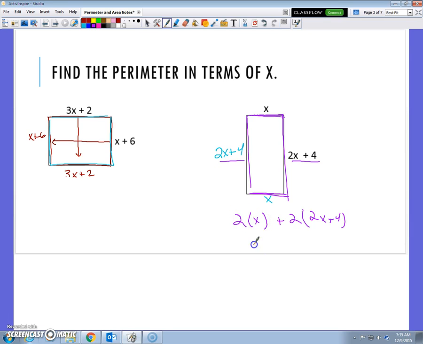So 2 times x, we'll just write it like that, 2x. Positive 2 times positive 2x is positive 4x. And positive 2 times positive 4 is positive 8. We're almost there. 2x and 4x make 6x plus 8. We can't put the 8 with the 6x. They are not like terms. Remember, we call 8 a constant and 6x is a variable term. 6 is the coefficient. There are 2 terms here, each one separated by a plus or a minus. That's good to remind ourselves of.